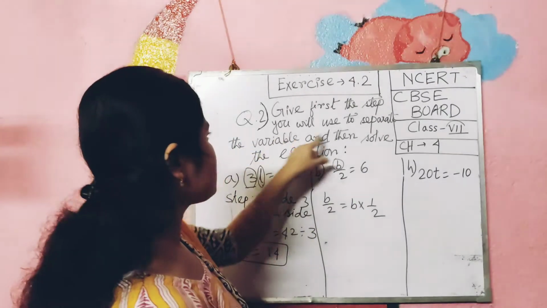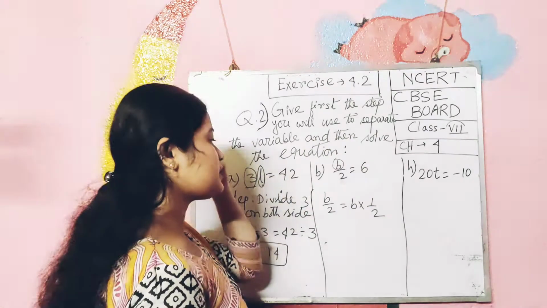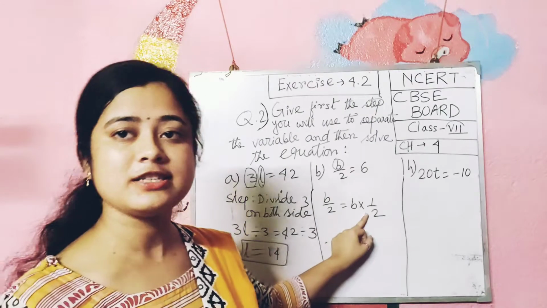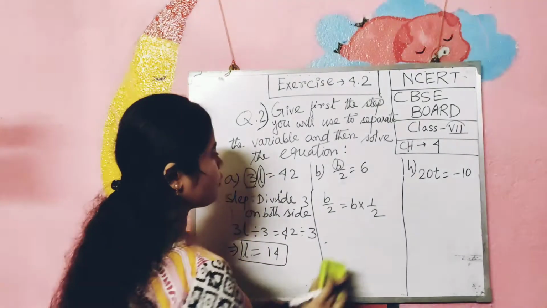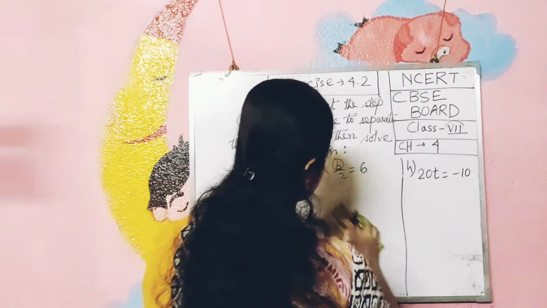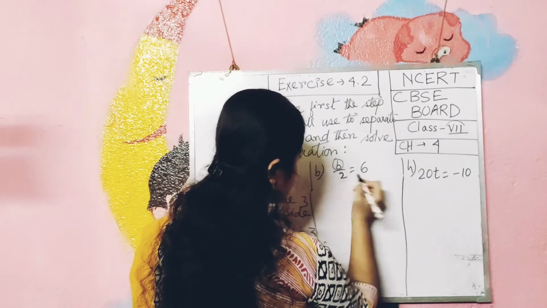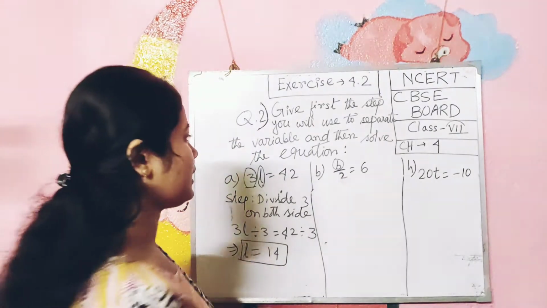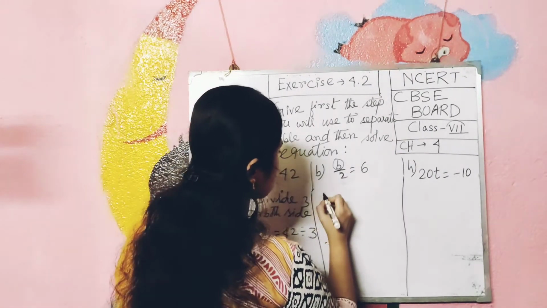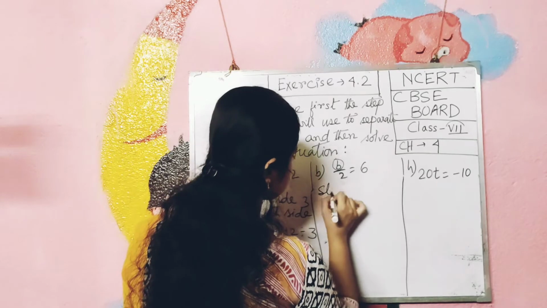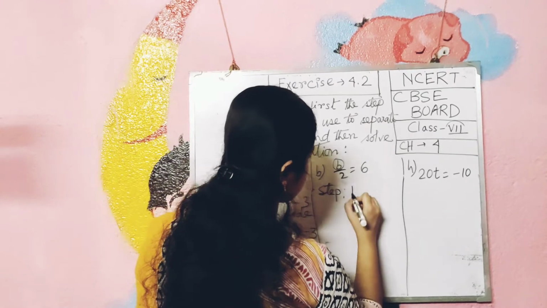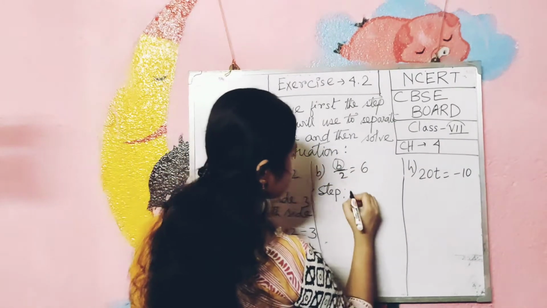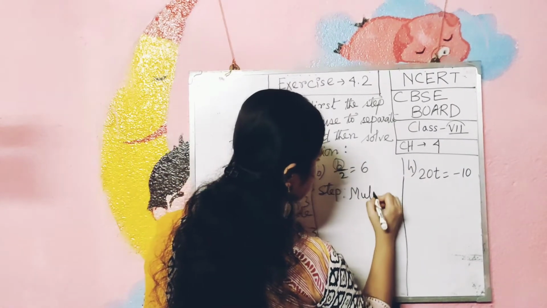What will be the step? Separate the variable. To separate the variable, the opposite of multiplication is division. Here by 2 means b upon 2, so by 2 means division. The opposite of division is multiplication.